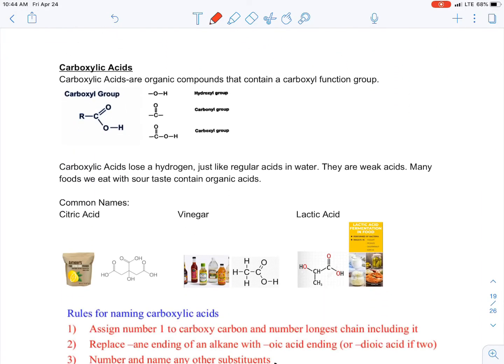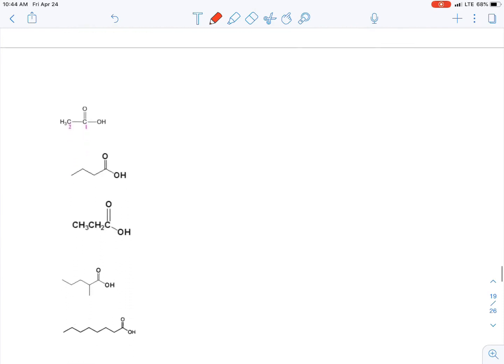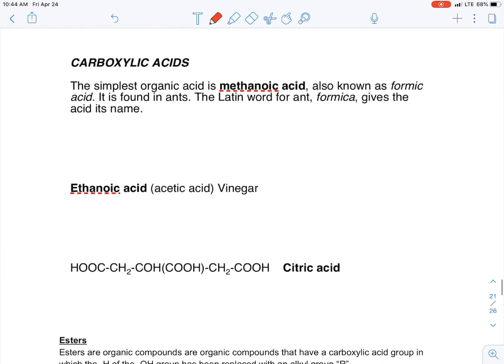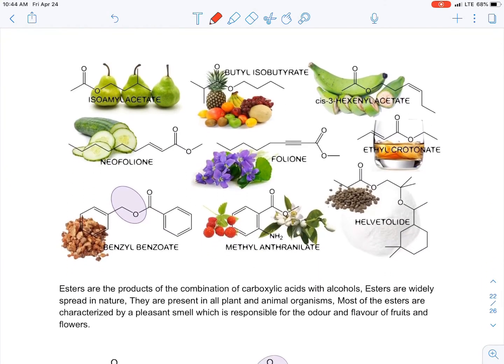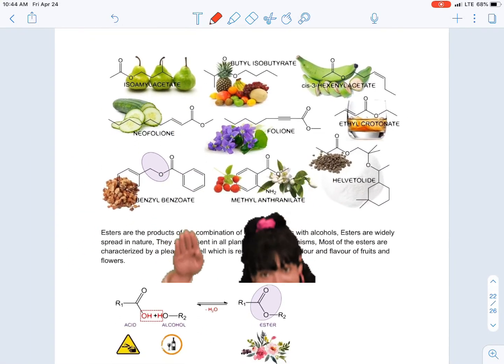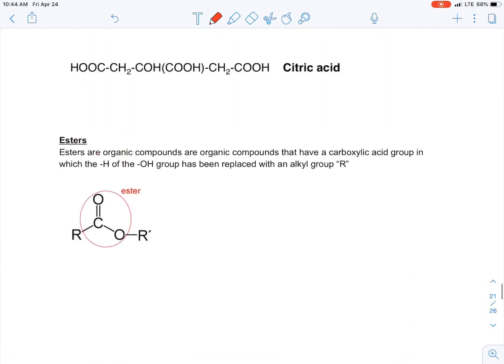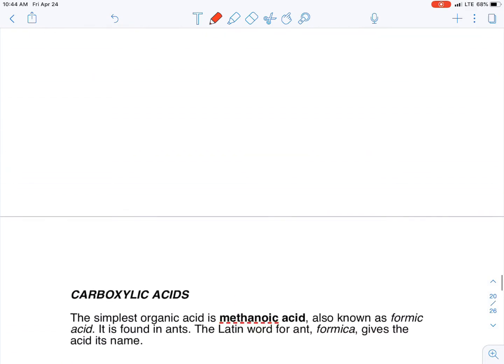We have the acids, and then we have the esters. And then we'll have a little review, and that should take us through this whole chapter. Okay, so we got some pretty cool stuff coming up. They're kind of fun, but I don't want to go over my limit.